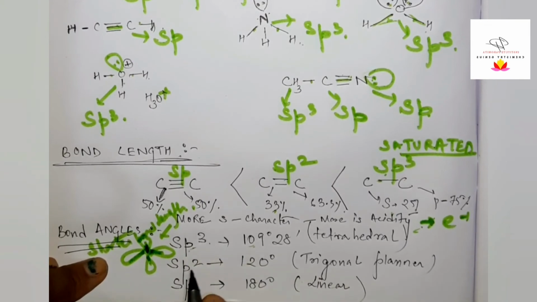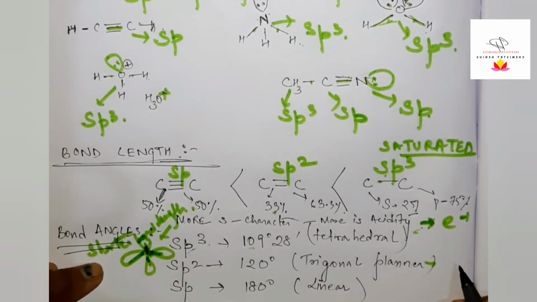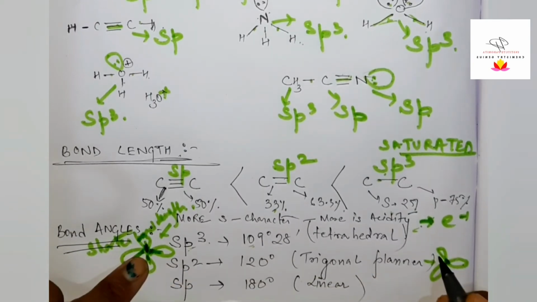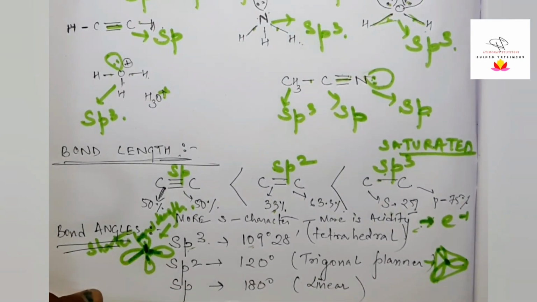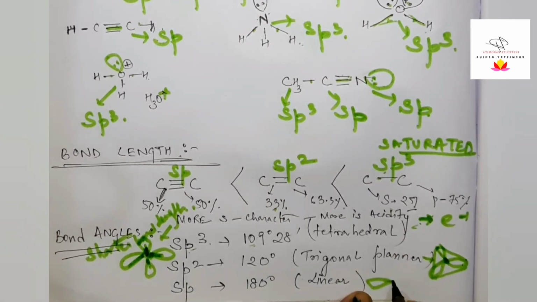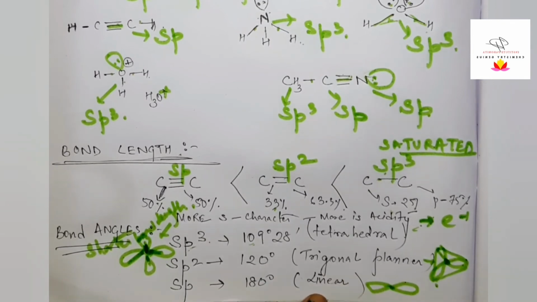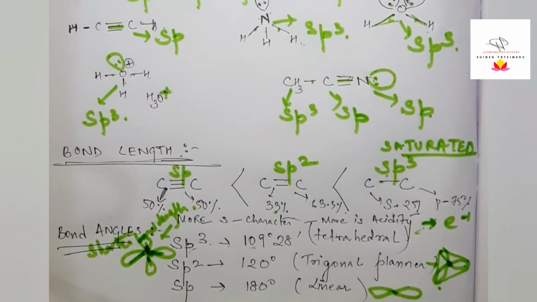Now sp2, how we will show, it is like this. So what is this one? Is it not looking like a trigonal? So it is trigonal planar. Now what happens in a linear, that is sp, so it's 180 degrees, so we call it a linear shape. So this you have to remember.